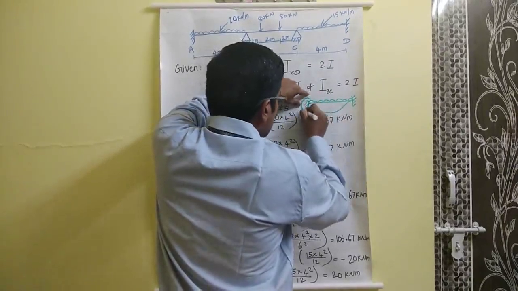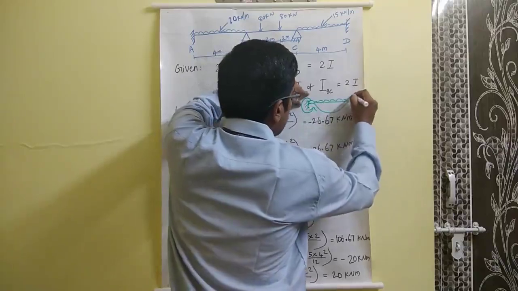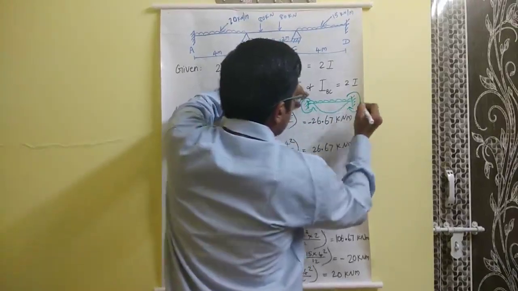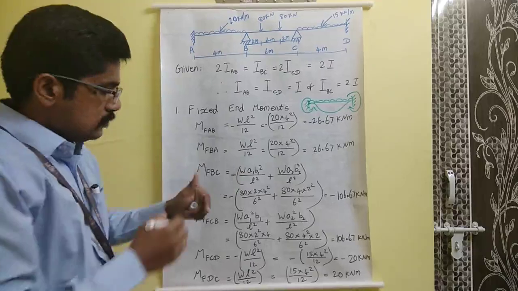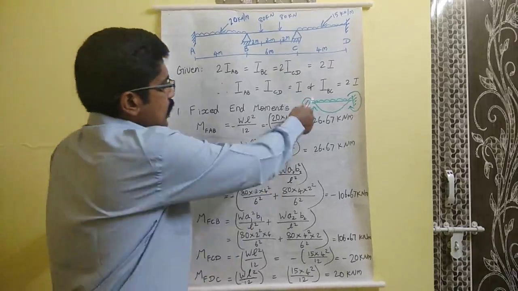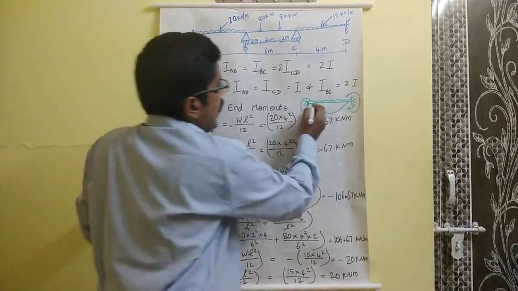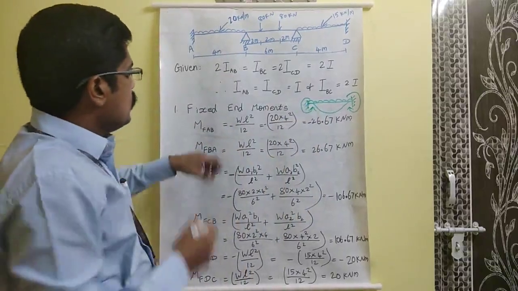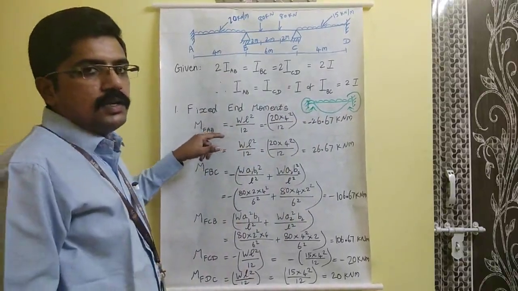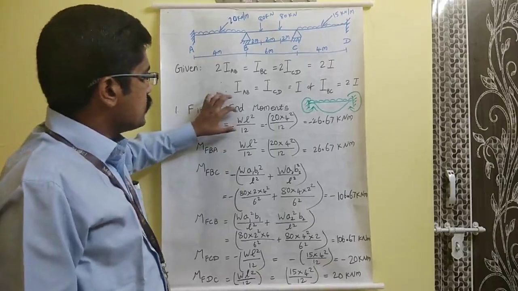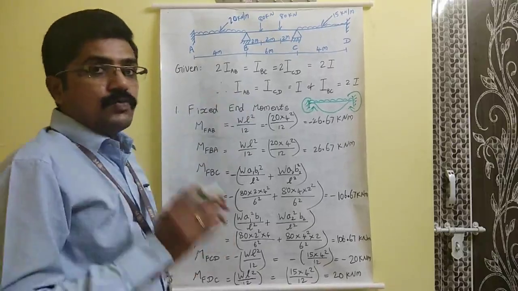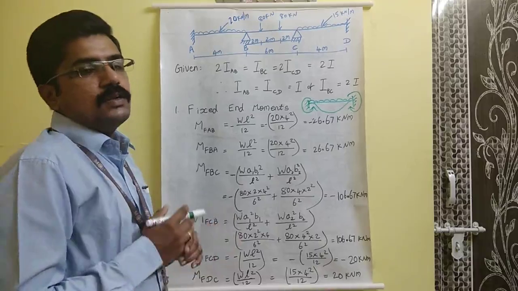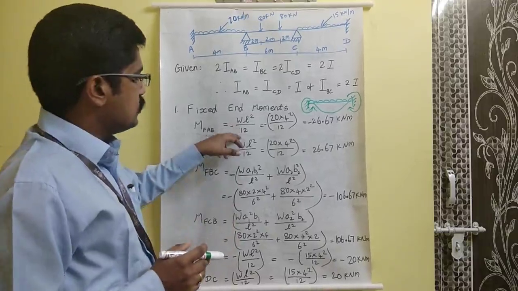So here if you see, a moment will act like this, and here, a moment will act like this. So at this point the moment is acting in the anti-clockwise direction, so we are taking it as minus. As you have already studied for fixed end moment, the formula to calculate for a UDL load with fixed condition is WL square by 12.